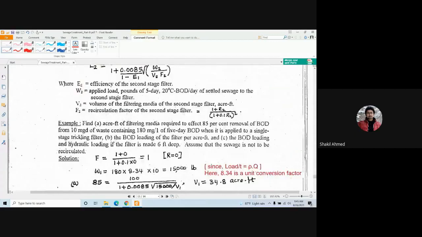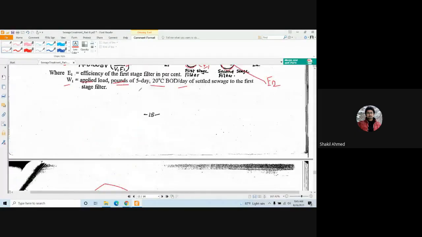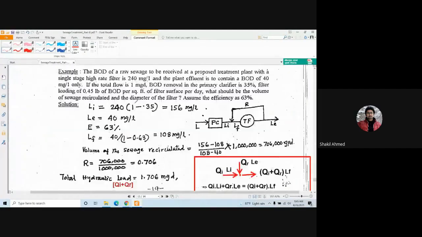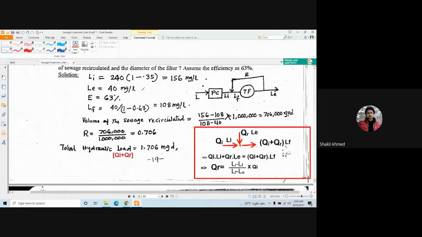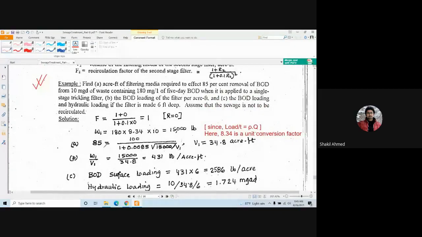In the next class, we will start the examples based on the theory we have learned on trickling filters. Any questions, guys?